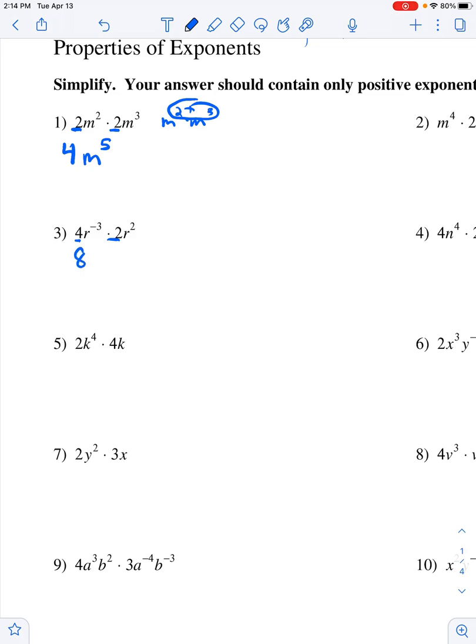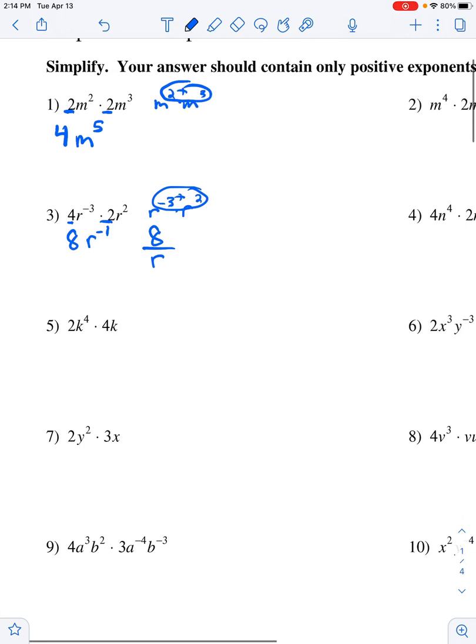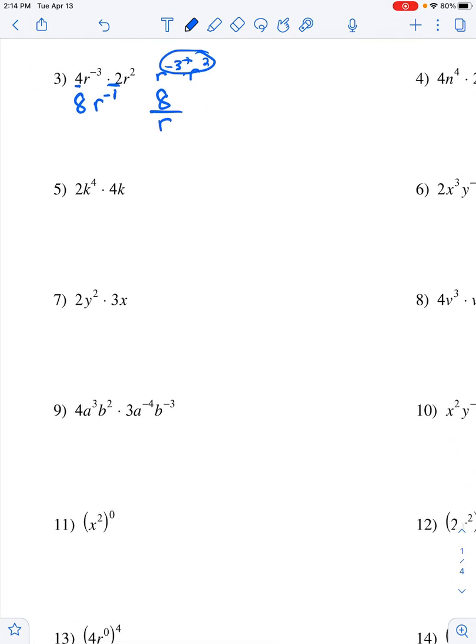Then I look here and I have a negative 3. So that's r to the negative third times r to the second. So I'm going to add those exponents, which gives me r to the negative 1. And then since that's a negative exponent, I'm going to flip that r to the bottom. Next, for this one, this has an exponent of 1. It's by itself, so I'm going to multiply. 2 times 4 is 8.